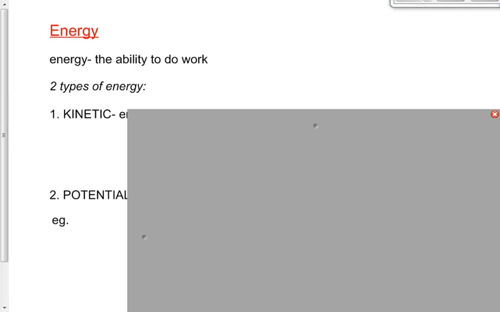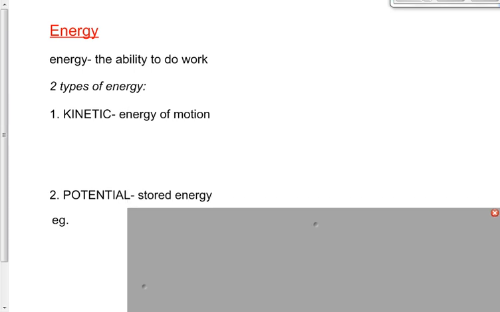Kinetic energy, the energy of motion. Moving objects have kinetic energy. Potential energy is stored energy, energy that's not doing anything right now, but can do something under the right circumstances. Give me an example of kinetic energy.